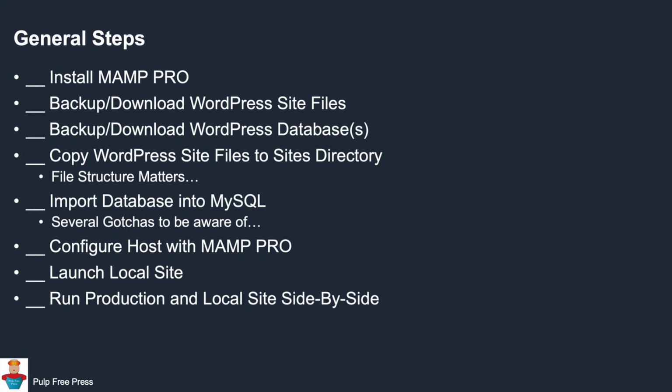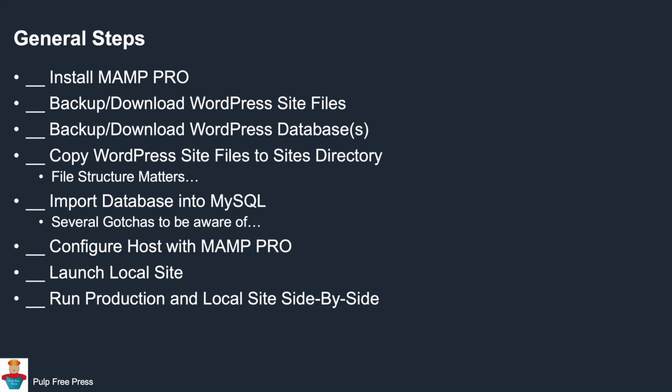Okay, the general steps to this procedure include the following. One, you want to install MAMP Pro, whatever platform you have, Mac OS or Windows. Then you want to download, or back up and download, your WordPress site files.